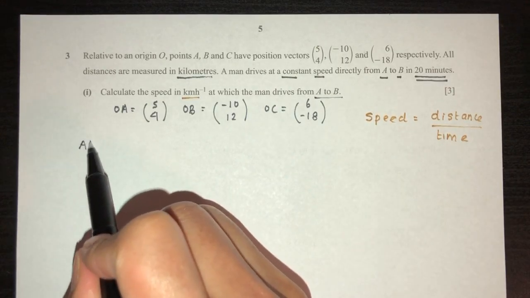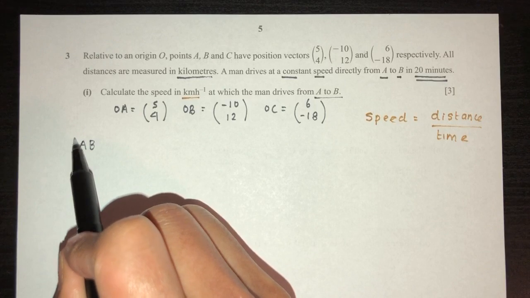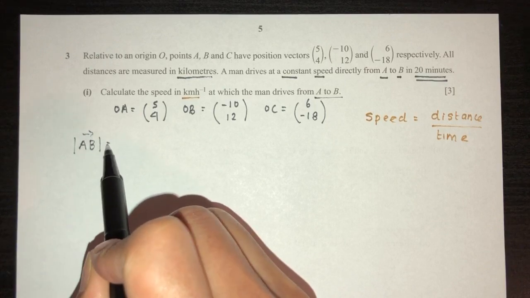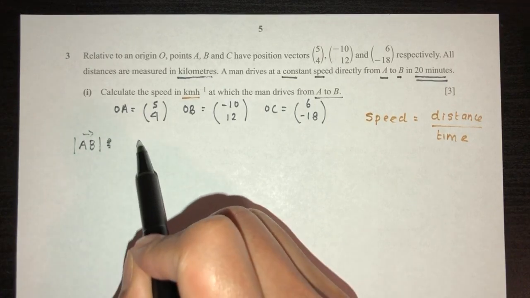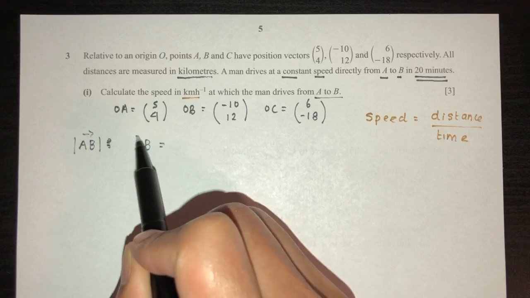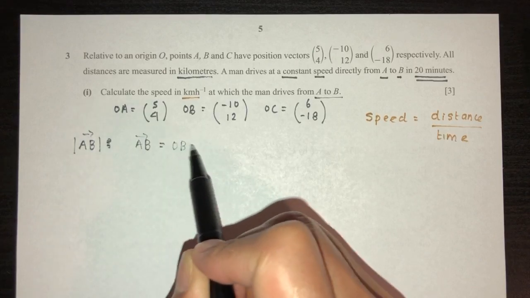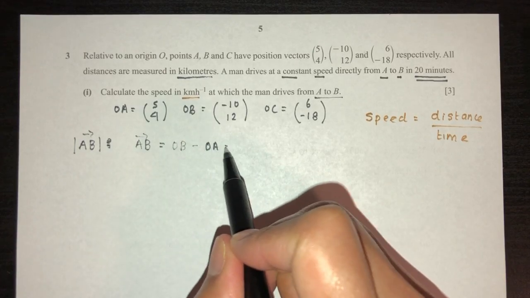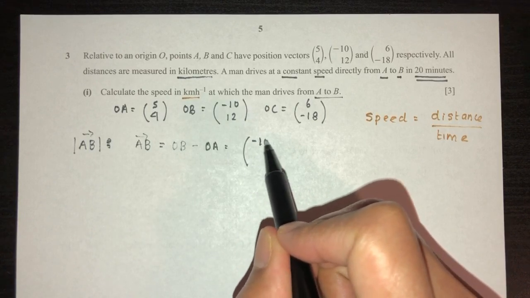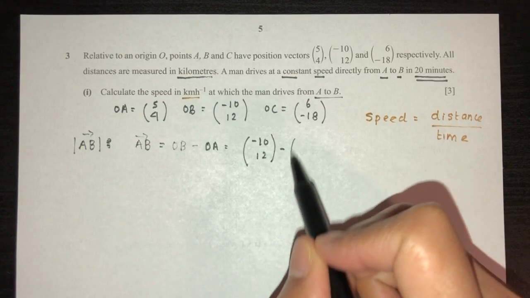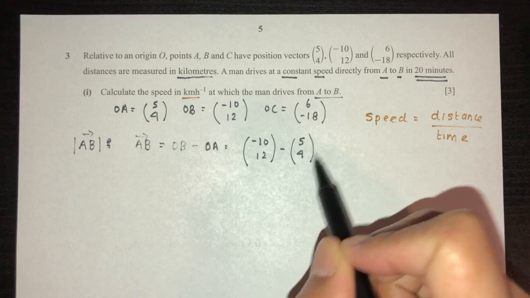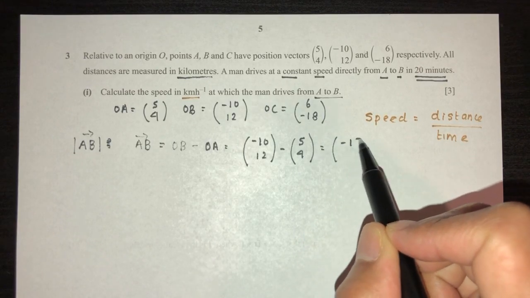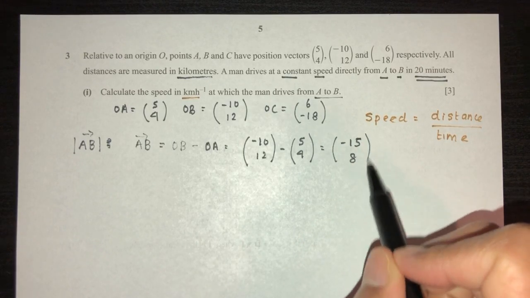So let's find the distance AB. So distance is the magnitude of AB. So first we have to find what is AB. AB is equal to OB minus OA. So OB is (-10, 12), minus OA which is (5, 4). That gives minus 15, and that is 8, right?